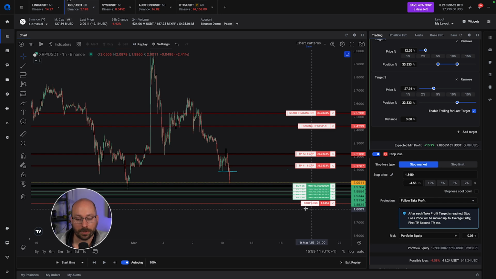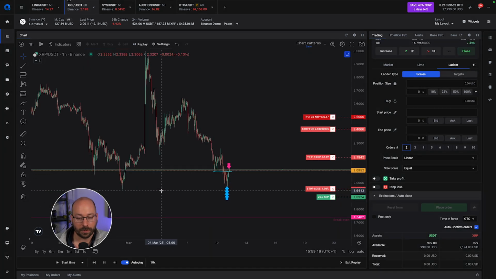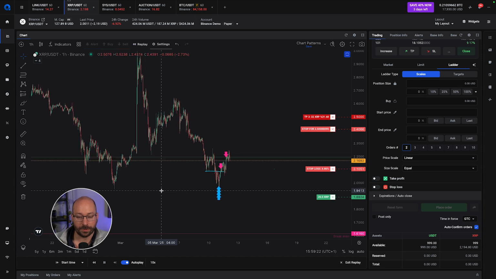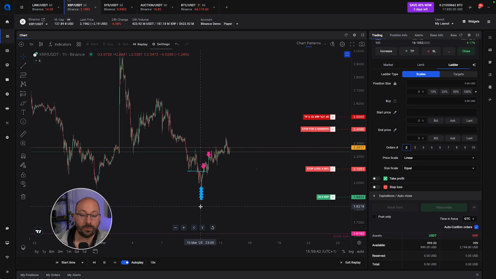So let's see how that works. So we can see that our buy orders are filled and our first take profit is reached. Our second take profit has also been reached, and as you can see, our stop loss is now at a very comfortable and profitable level. Let's see what happens when the price moves up even further.